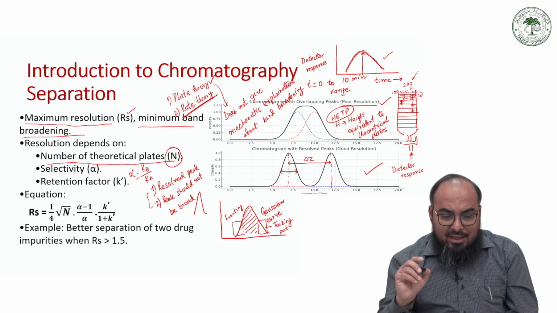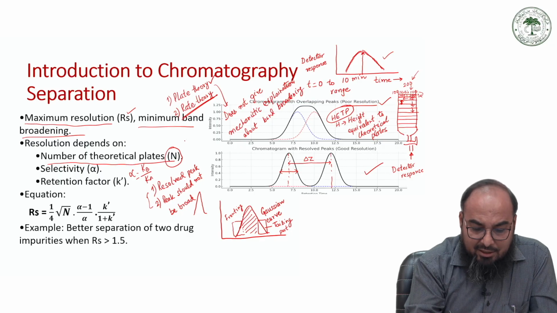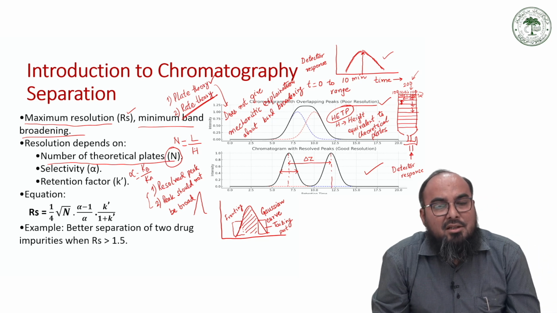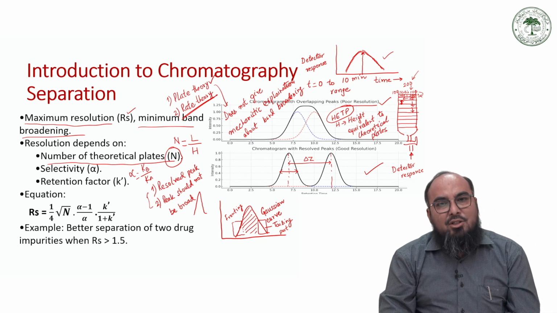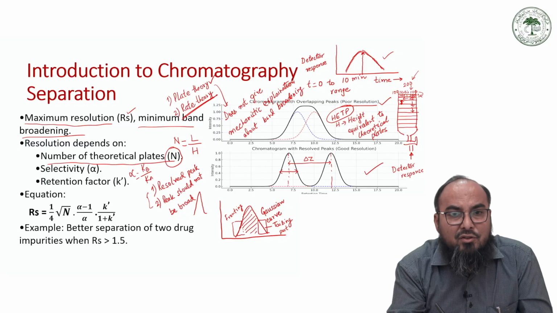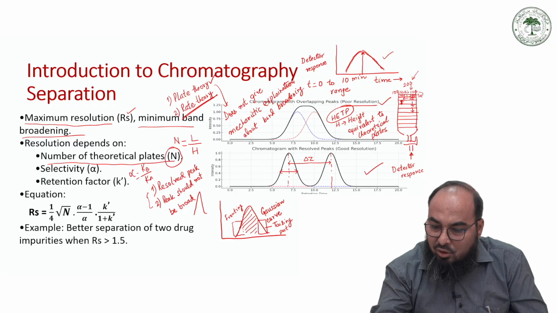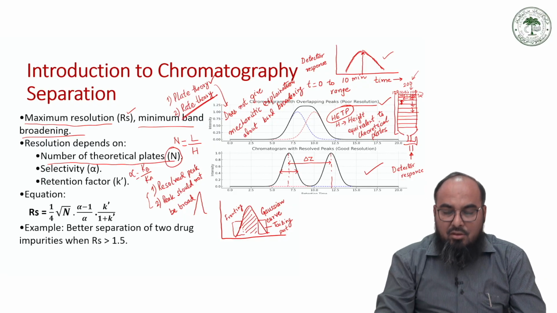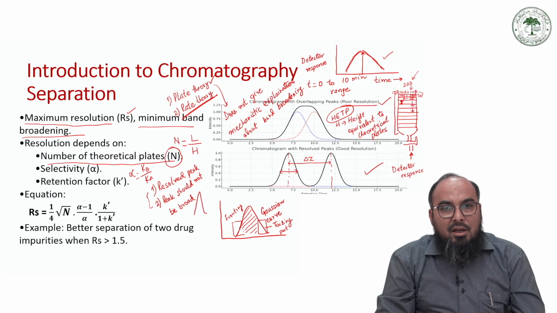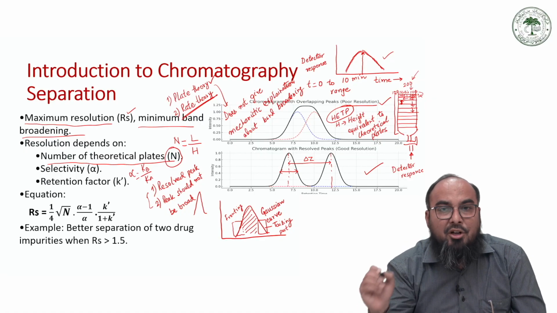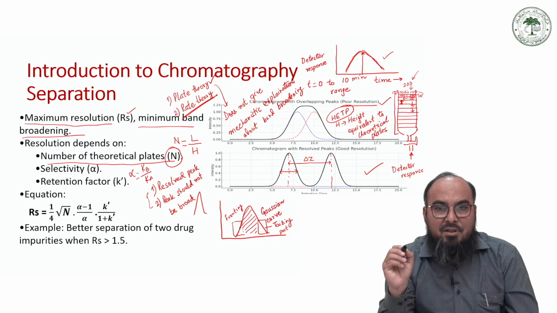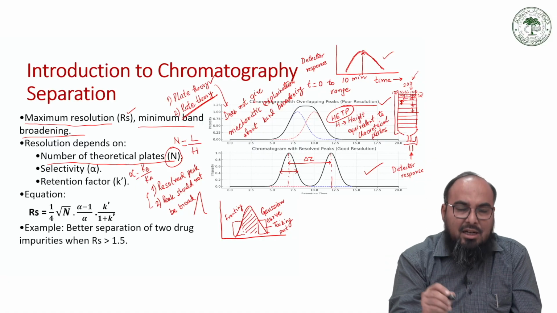So what you can write at this point is that n is equal to L upon H. We are going to study this equation in coming slides also. So n is equal to L upon H, where L is the length of the packed column and H is the height equivalent to a theoretical plate, that is HETP. Sometimes it is simply written as H.